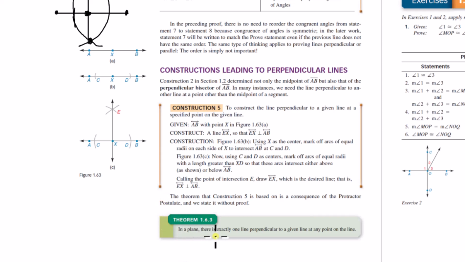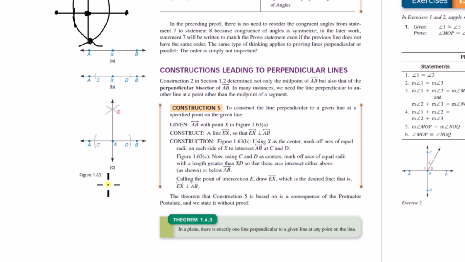In a plane, there is exactly one line perpendicular to a given line at any point on the line. Okay, so let's read this again. In a plane, there's exactly one line perpendicular to a given line at any point on the line. So what they're saying is, in a plane, right? We're in the plane of the page here. You have a line AB. If you pick any point on that line, then there's only going to be exactly one unique line that's going to be perpendicular to the line AB that also goes through X.